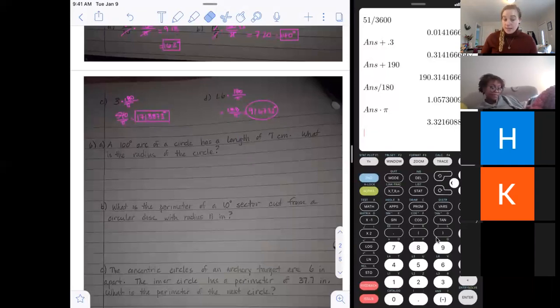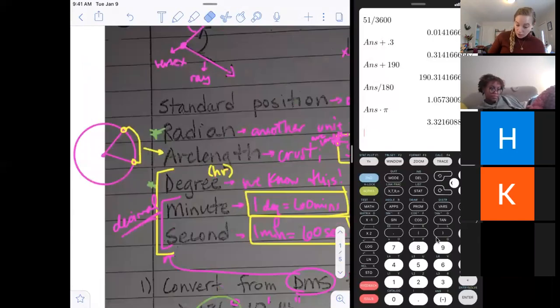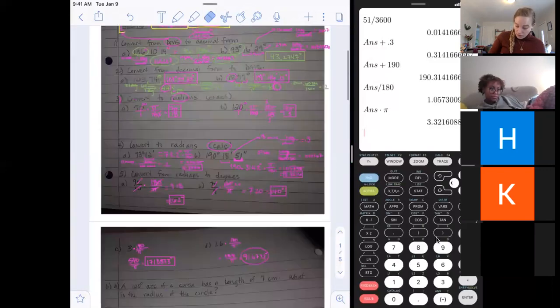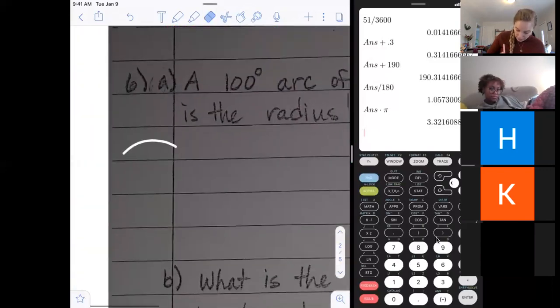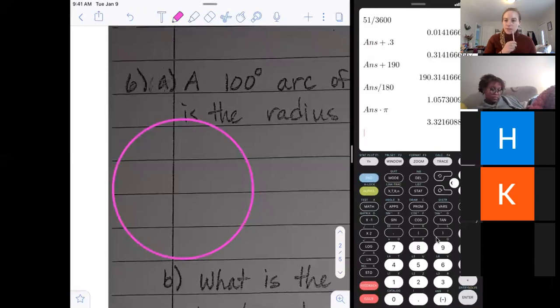Number 6 says a 100-degree arc of a circle has length of 7 centimeters. What is the radius of the circle? So we got to remember earlier on the top page where I talked about arc length. So I'm going to draw that and go over that again very quickly.